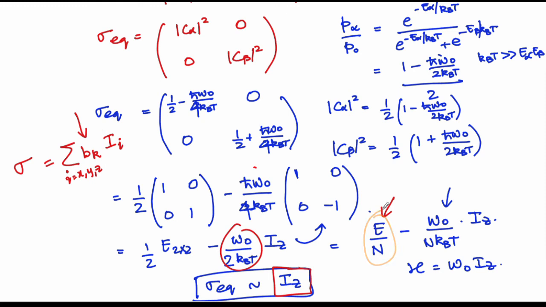So I hope once again this has helped you understand a little better how the equilibrium density matrix can be represented in this fashion, and we end up only taking the reduced density matrix represented by the Iz operator, and at any given point of time density matrix can be represented by these operators.